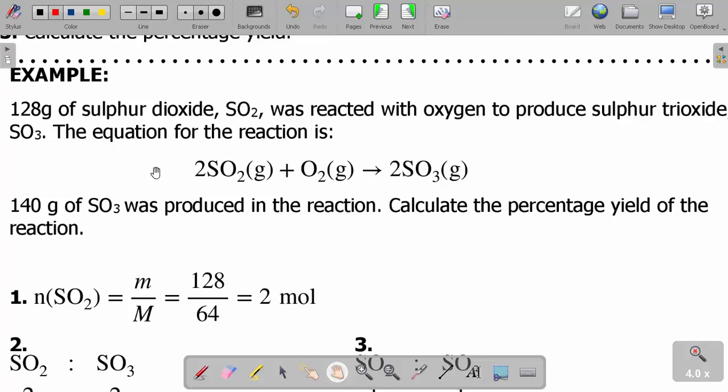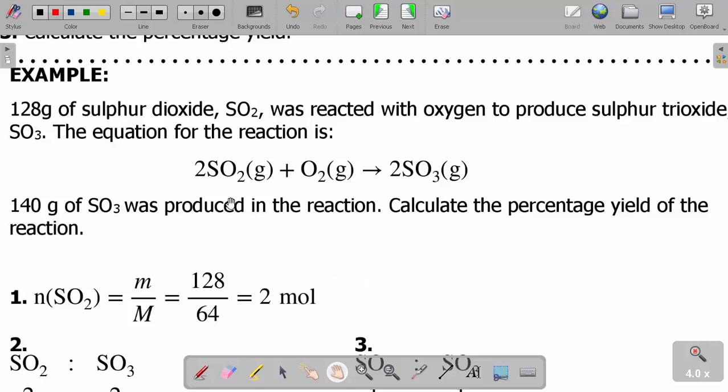And then what did we have at first? We had 120 grams of sulfur dioxide to react with oxygen. How much was produced actually? It was 140 grams produced. Now the question wants us to get the percentage yield of the reaction.